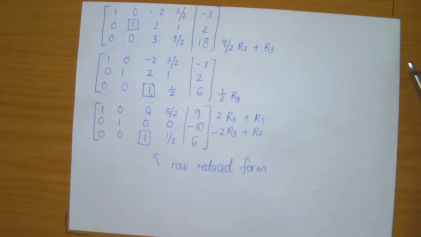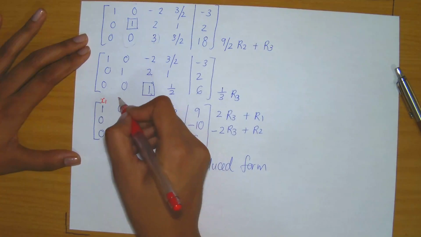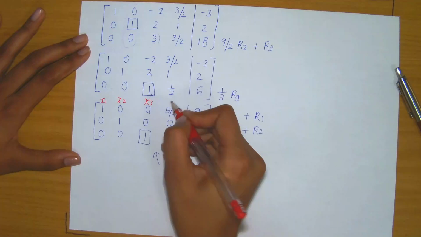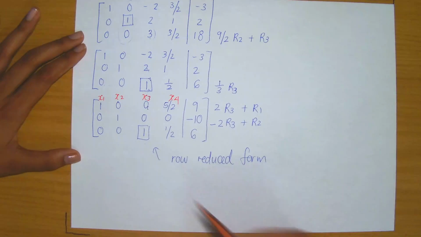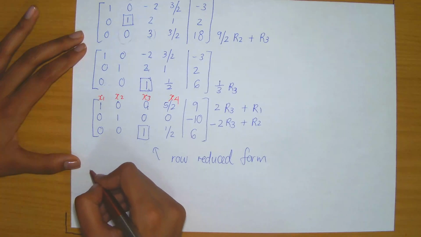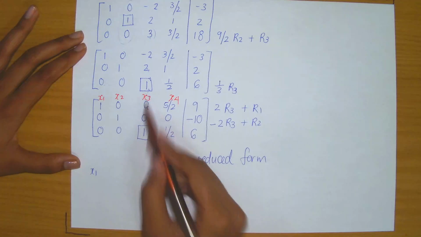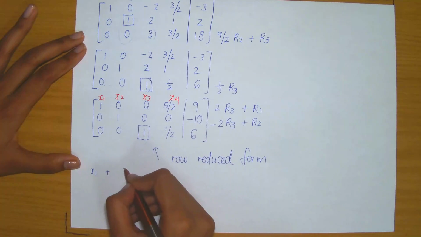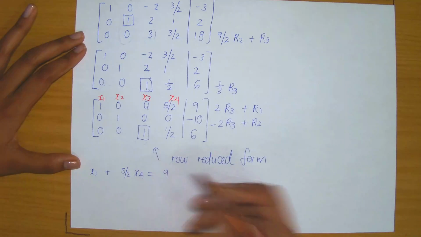So like before, we need to keep in mind what each column represented. This represented variables x1, x2, x3, x4. So now let's interpret what this matrix is telling us. The first row tells me that 1 times x1 plus 0 times x2 plus 0 times x3 plus 5 over 2 x4 equals 9.